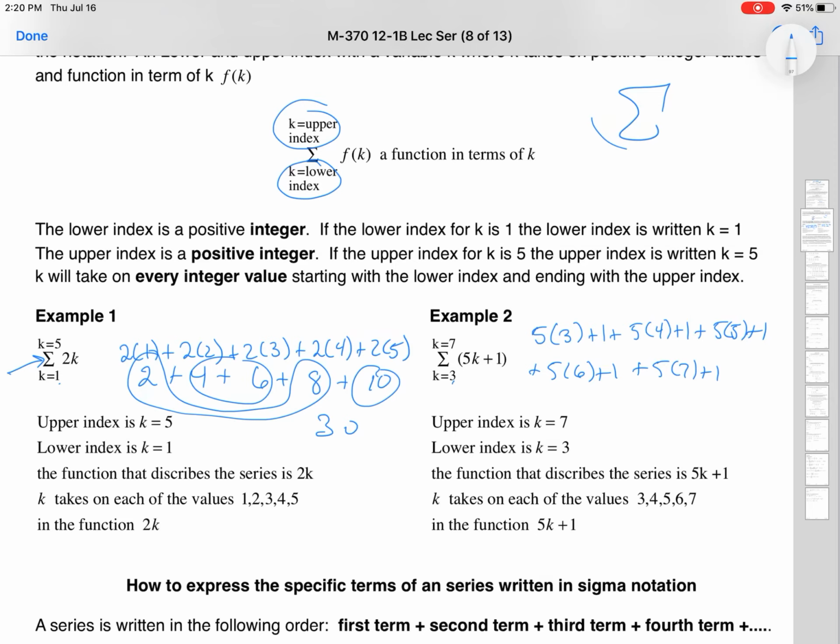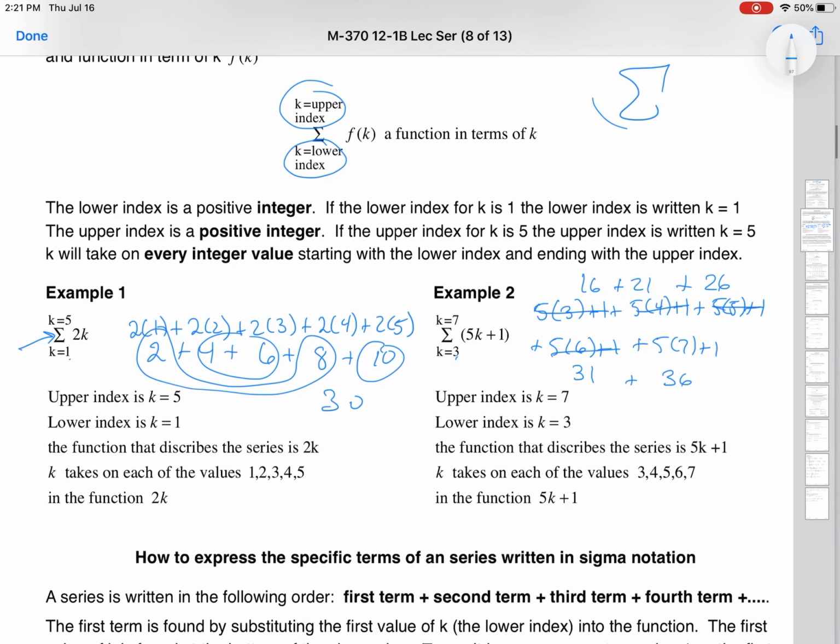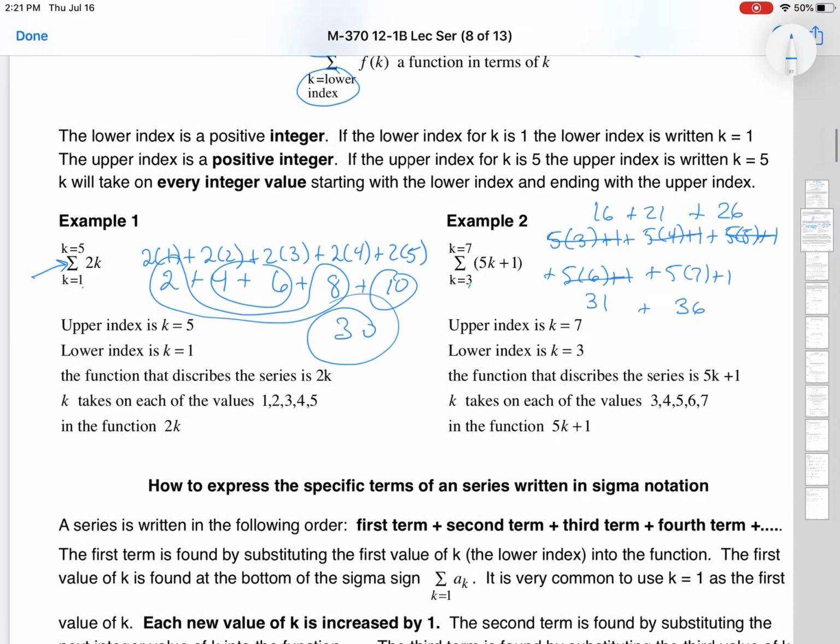But essentially here, you would say, hey, this is 15 plus 1, that's 16. This is 20 plus 1, that's 21. This is 25 plus 1, that's 26. This is 30 plus 1, that's 31. And this is 35 plus 1, that's 36, right? And you would add all those up and be done. That would be your series.